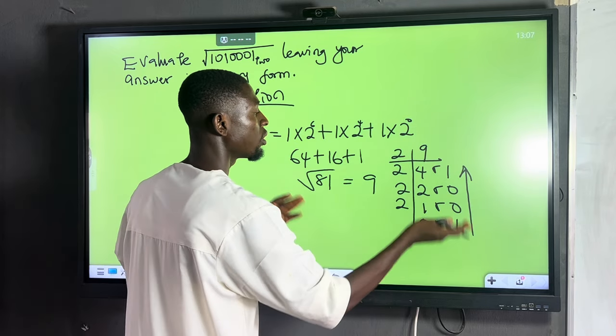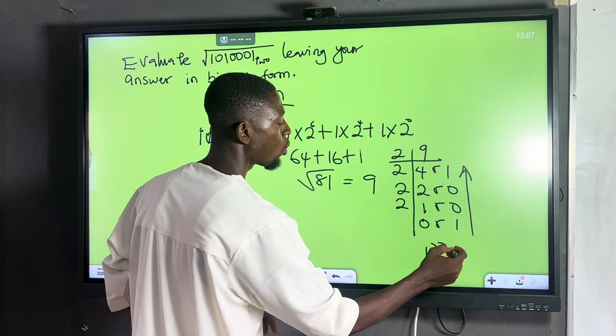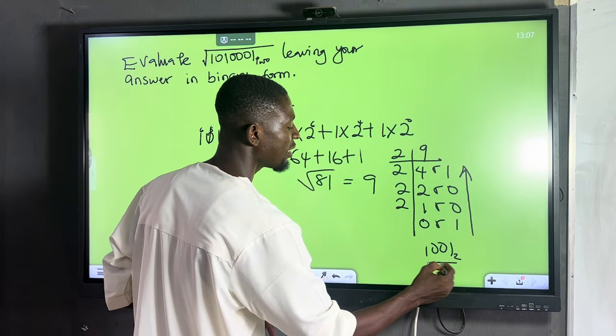Count from down upward. You have 1, 0, 0, 1. Base what? Base 2. And this is the answer to the question.